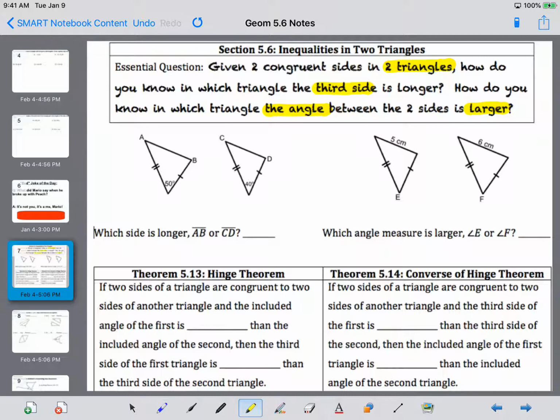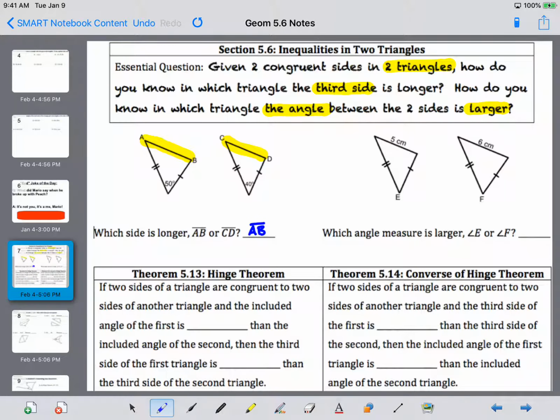Okay, so we're going to be making some comparisons with triangles. In this first couple of examples, those are going to help us come up with the relationship. You can probably just see by looking at this which side is longer. We've got side AB right here, and side CD right here. Just by eyeballing these two, we can see that AB is the longer side.